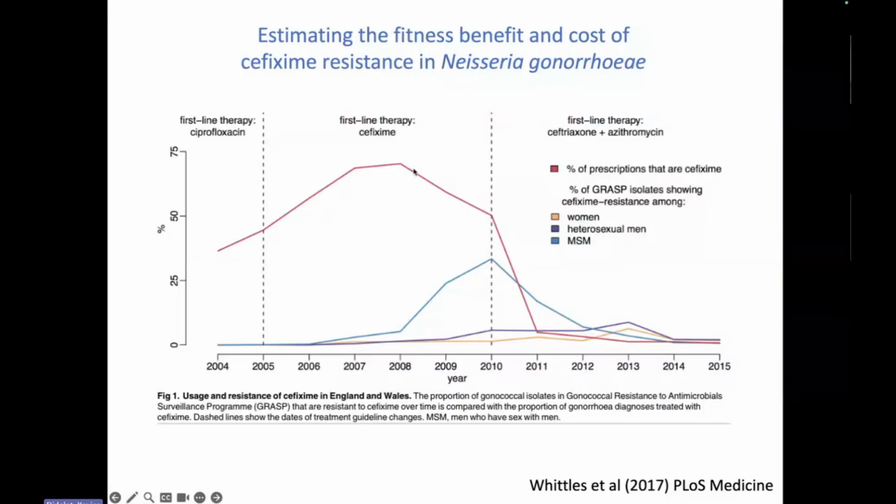But what's also interesting is that when we switched away from cefixime, the red bar here represents how much of the prescription was cefixime. So in 2010, the first-line therapy became ceftriaxone and azithromycin. So obviously the number of prescriptions of cefixime went down dramatically. We also see at that time a reduction in the number of cefixime-resistant gonorrhea. And that tells us that there is a fitness cost to resistance, because if there was no cost, then there's no reason why we should see this decrease in the resistance once we stop using the antibiotic, right?